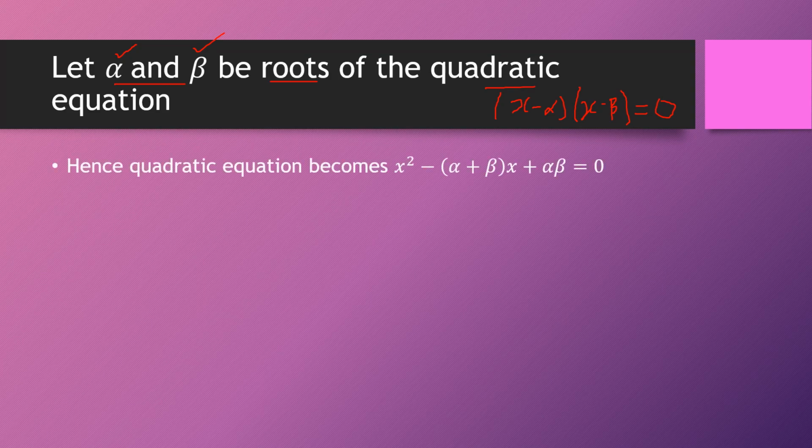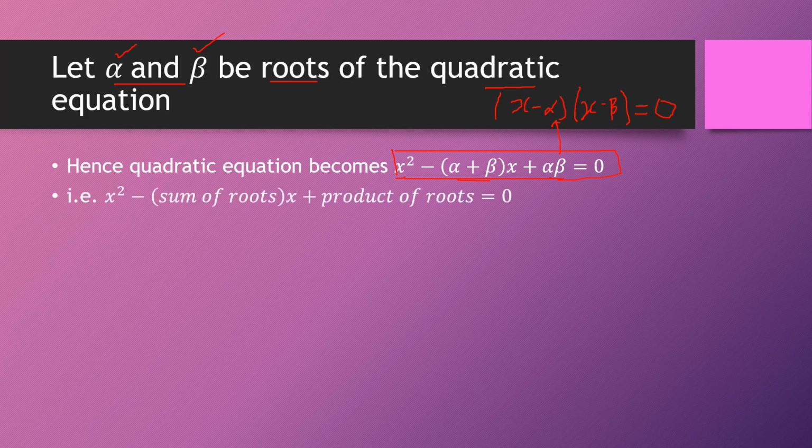So the equation will be in this form: x square minus (alpha plus beta) x plus alpha beta equal to 0. How did I get this equation? I've just multiplied them. If I multiply these two brackets, this is what I will get: x square minus sum of roots times x plus product of roots. So if I know alpha and beta, I can find the quadratic equation also. In a generalized way, you can write x square minus sum of roots, where sum means addition of roots, and here it is product of roots. Okay. Now let us see what the sum of roots is and what the product of roots is.